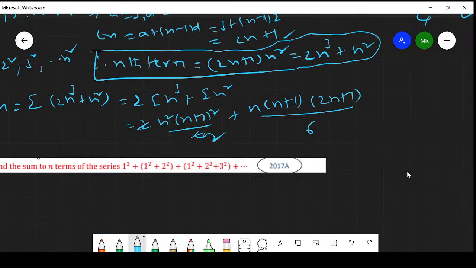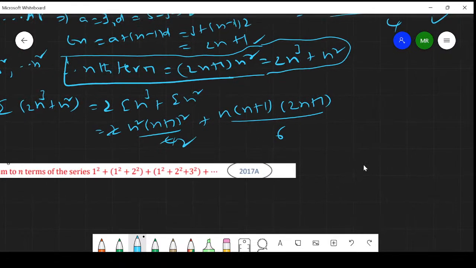So just simplification is important here. Simplification you do, that will be enough. You take n into (n plus 1) by 2 common. If you take n into (n plus 1) by 2 common, this will become n into (n plus 1), remaining terms plus, you take n into (n plus 1) by 2 common, this will be (2n plus 1) by 3.